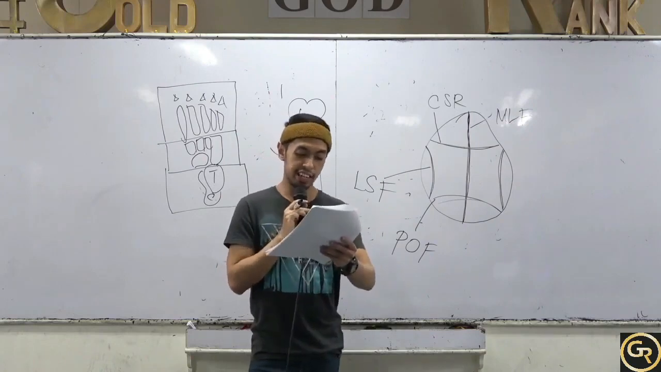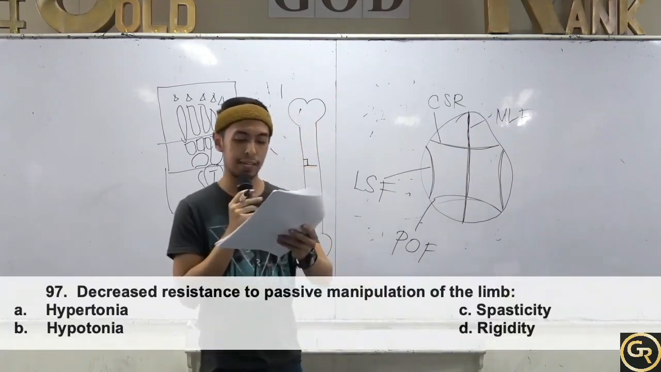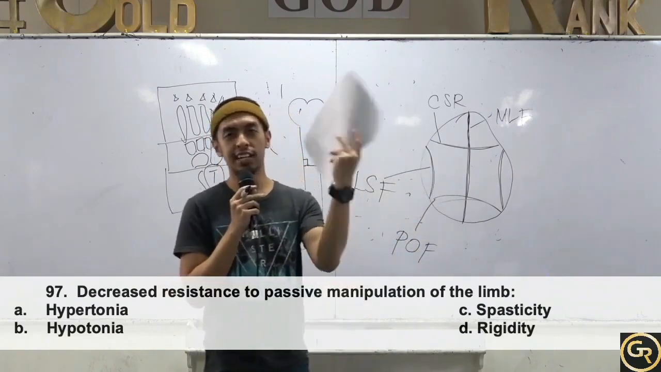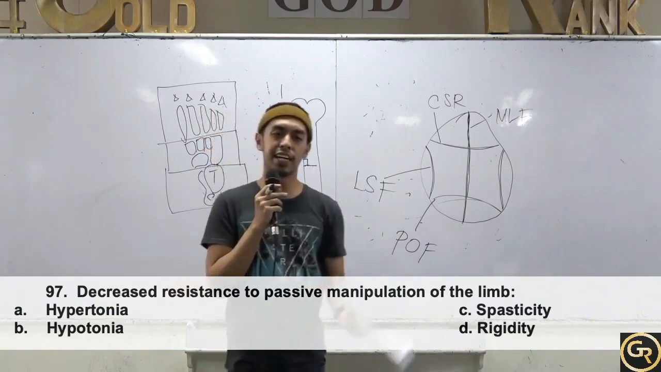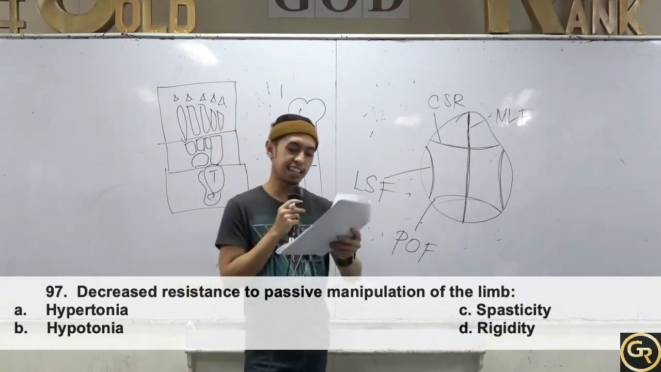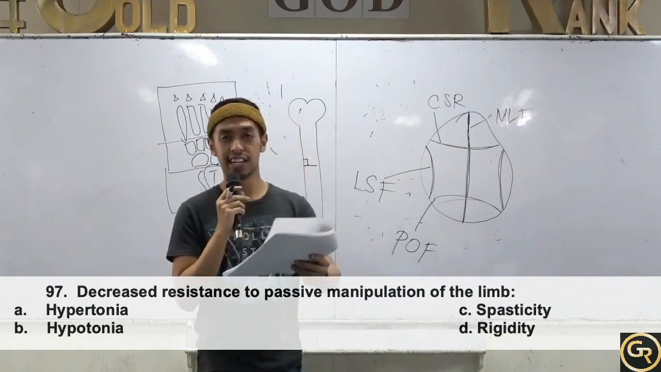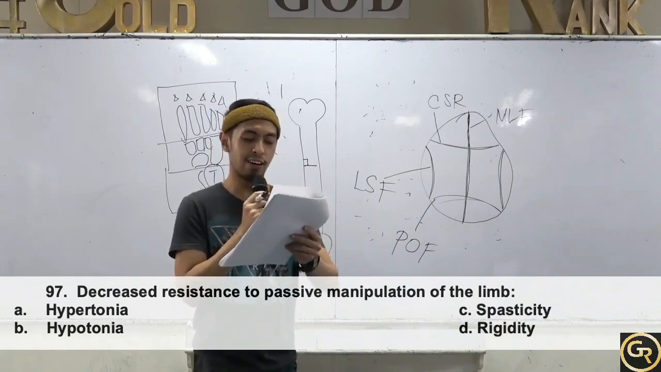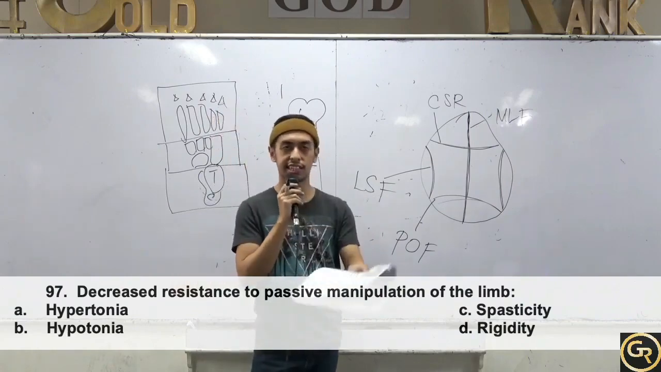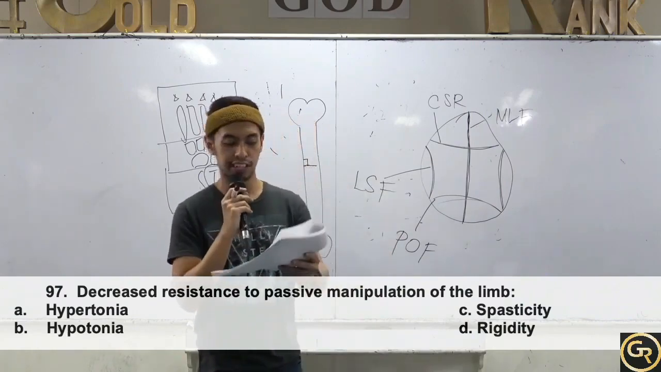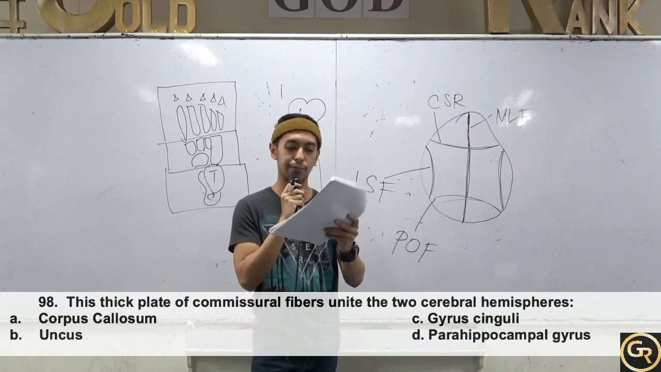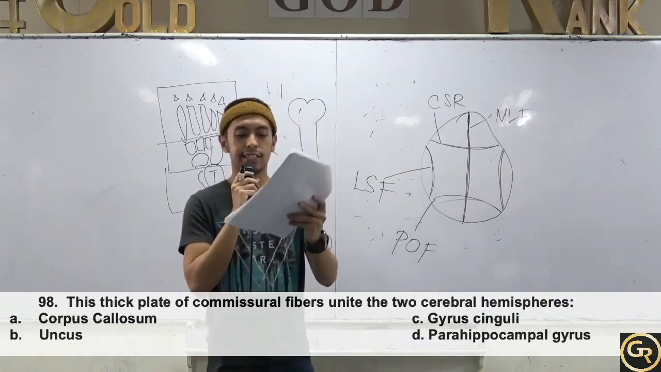Okay? 97, decreased resistance to passive manipulation of the limb. Okay? If there's decreased resistance of the muscle towards passive movement, okay, meaning decreased ang tone ng inyong pasyente, what would be the term for that? It's your hypotonia. Okay, siya lang naman yung naiiba sa choices eh. All of the choices are about hypertonia, okay? Pero kung decreased ang resistance, it is hypotonia. Okay, letter boy.